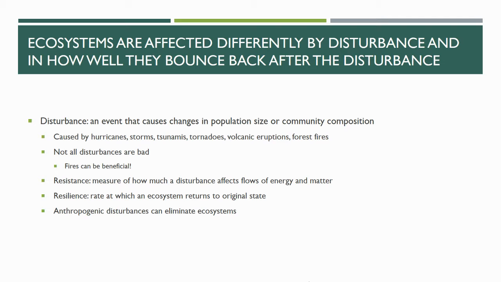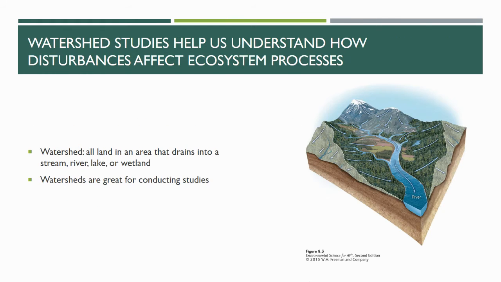Resistance is the measure of how much a disturbance affects flows of energy and matter. Resilience is the rate at which an ecosystem returns to its original state. The downside is that anthropogenic disturbances can eliminate ecosystems, and that is a bad thing. We can use watershed studies to help us understand how disturbances affect ecosystem processes. A watershed is all land in an area that drains into a stream, river, lake, or wetland. And these are great for conducting studies.